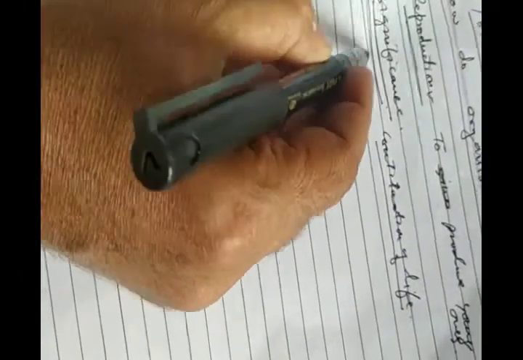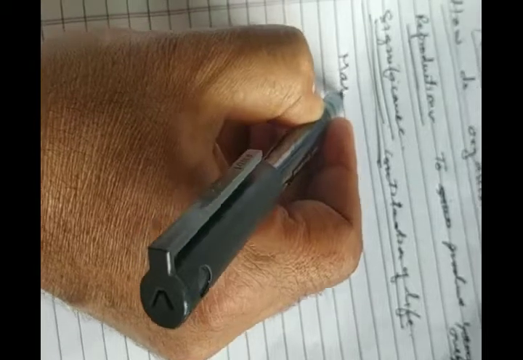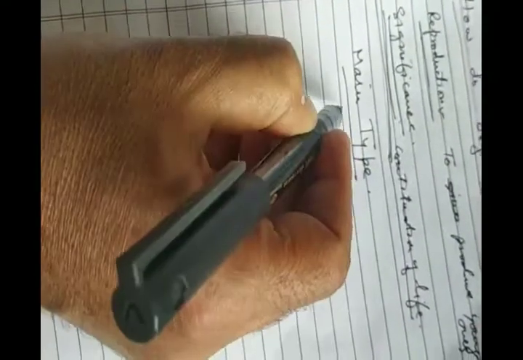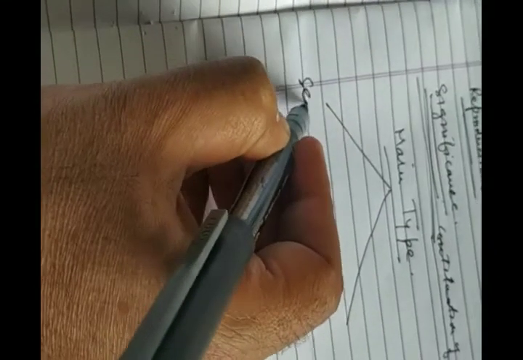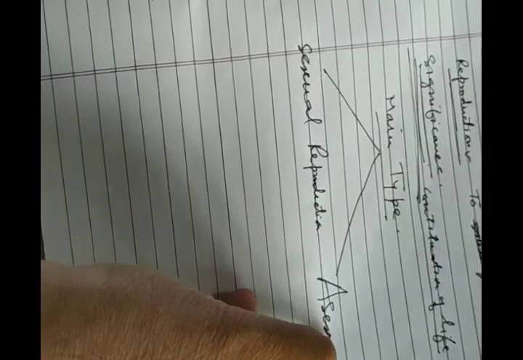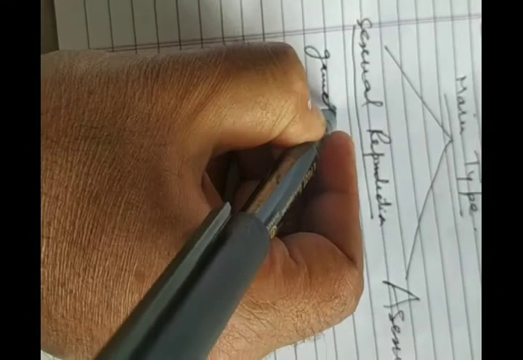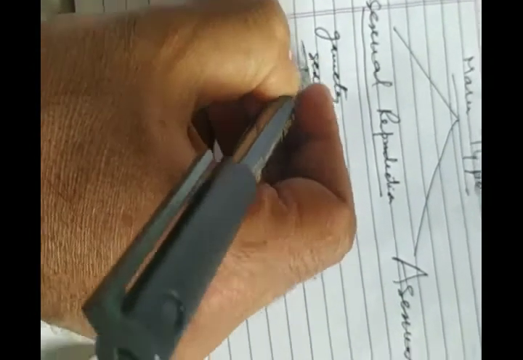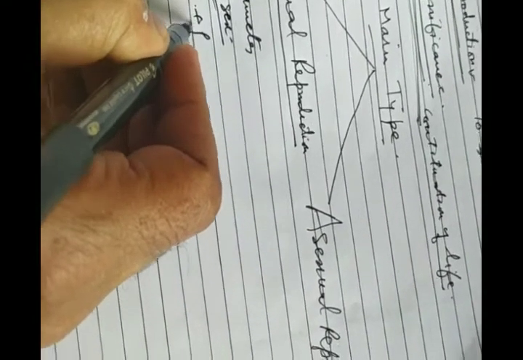Reproduction is of two main types: sexual reproduction and asexual reproduction. Sexual reproduction is the reproduction in which sex is involved, both male and female gametes. The male sex cell plus the female sex cell are involved.